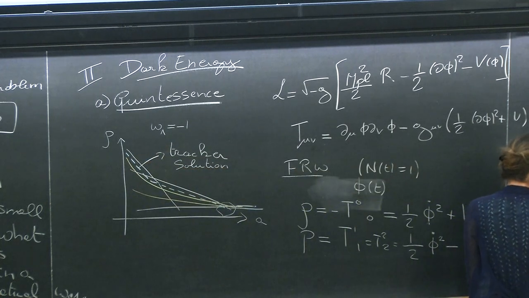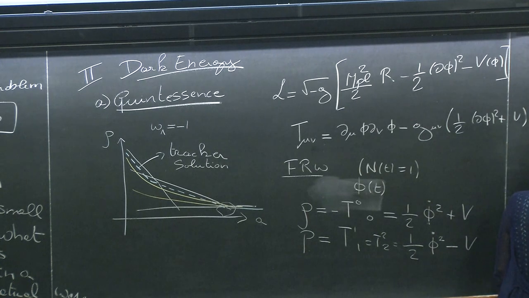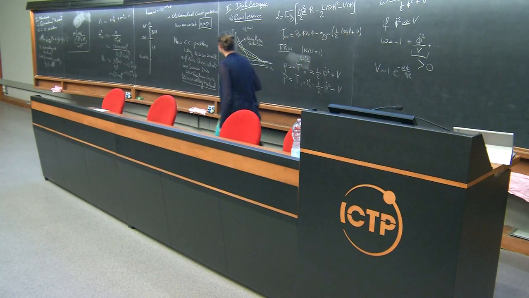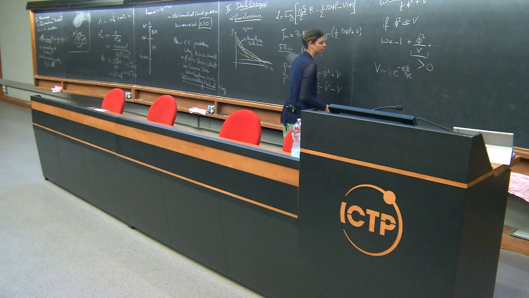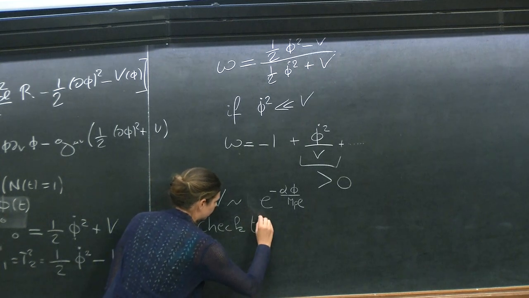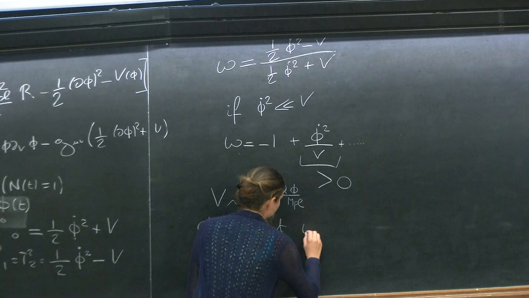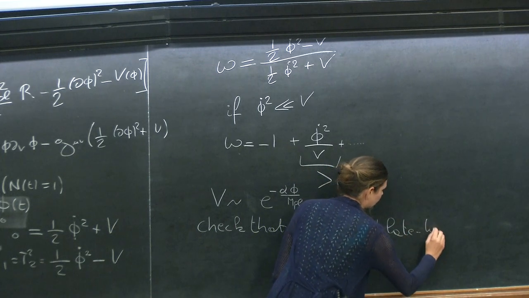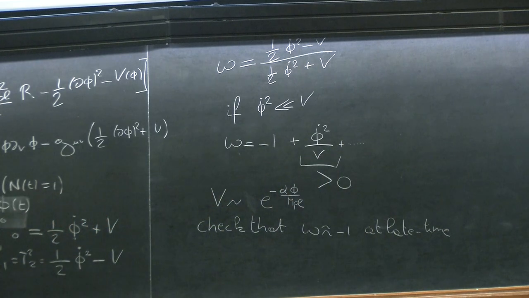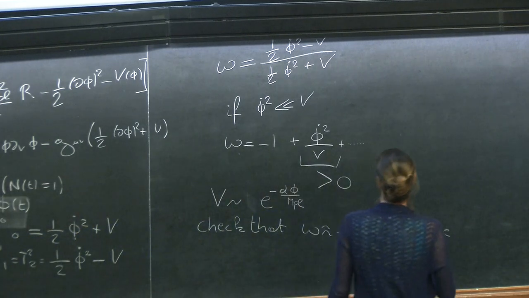I will leave that as an exercise, but you can check that if you have an exponential potential, minus alpha phi over M Planck, with the scale here associated with the appropriate scale for dark energy, you have something that looks like w roughly equal to minus 1 when you account for the dynamics at late time. If you do a more careful analysis, which would probably involve a little bit of numerics, something you can do easily on Mathematica, you would see that you could go through a tracker solution. I'm not going to go through the details of that.